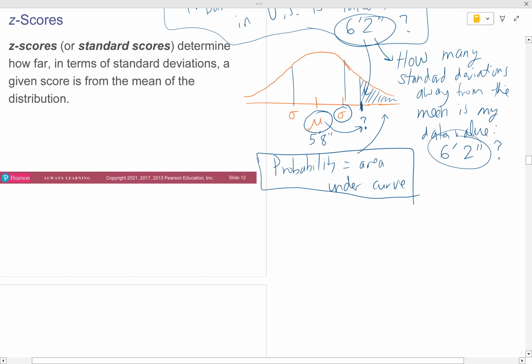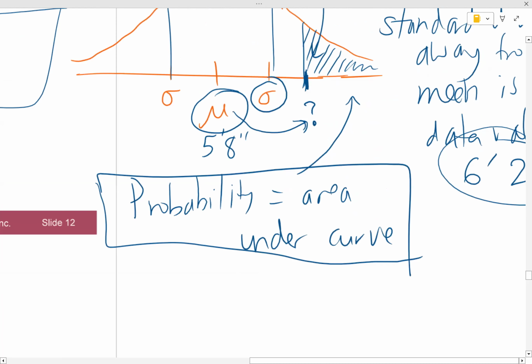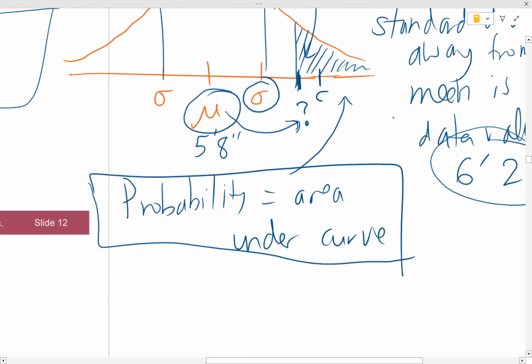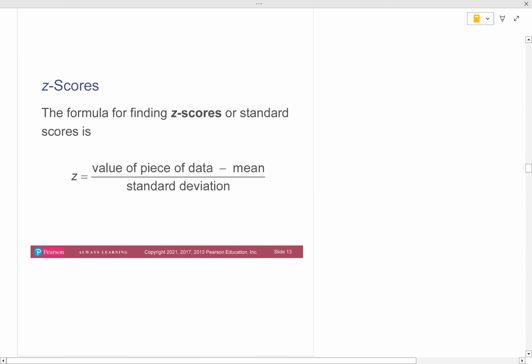But that's what we're going to calculate. That's what a z-score is. It determines how far, in terms of standard deviations, a given score is from the mean of the distribution. So you might end up being like 1.7 standard deviations away from the mean. Let's say this is 2 standard deviations away from the mean. You're somewhere around here, like this guy maybe. And that'll allow us to calculate the probability of being that far away from the mean.